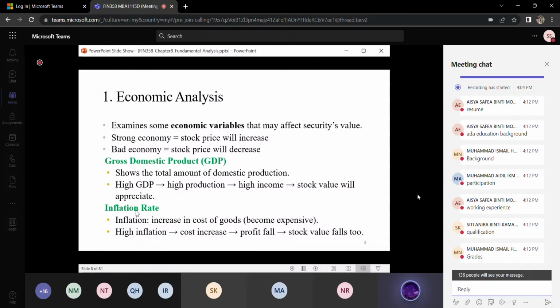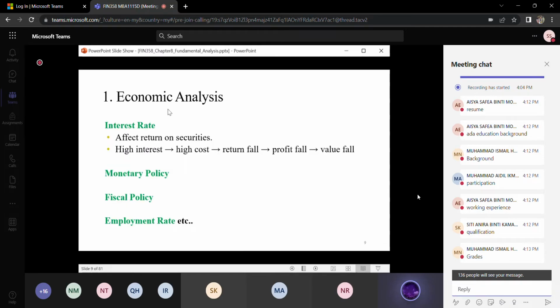Alright, so this is some of the key element lah. Kita ada banyak. Contoh lain, interest rate. So affect return on securities. So high interest, high cost. Sebab normally company borrow money from bank. So if interest rate is high, company need to pay high interest, right, to the bank. So this one is a cost for the company. So high cost, the high expenses on the interest, the return will fall, profit will fall, and value will fall. Alright, and then contoh yang lain is employment rate, fiscal policy, monetary policy.